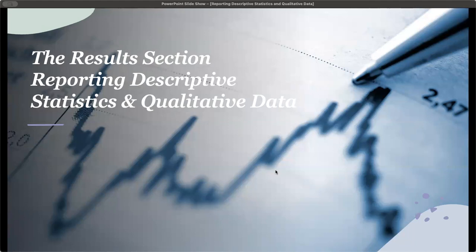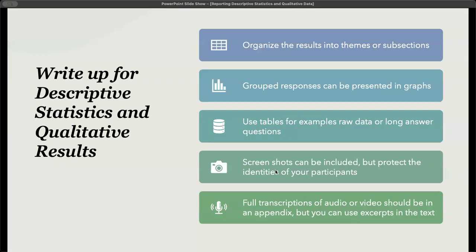In previous videos, we looked at how to report inferential statistics from each different type of statistical test. In the case of inferential statistics, there are specific formulas depending on the test that you need to use. In the case of descriptive statistics, there's no formula. The same with qualitative data. So you can be a little bit more creative when you're reporting this type of data in the thesis. But let's look at some things that we need to remember.